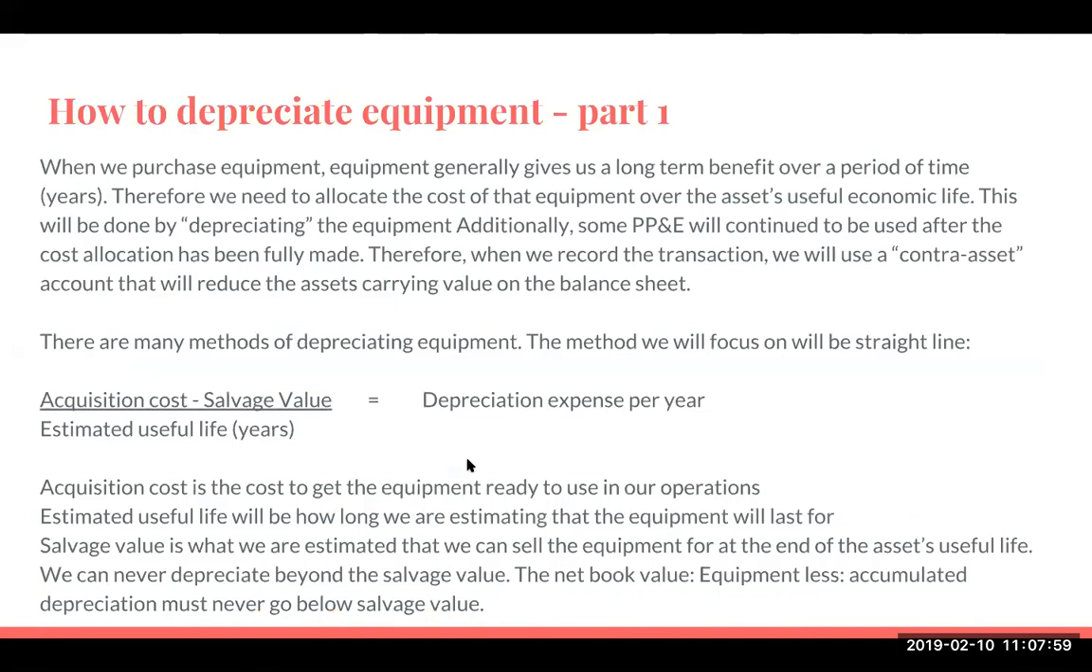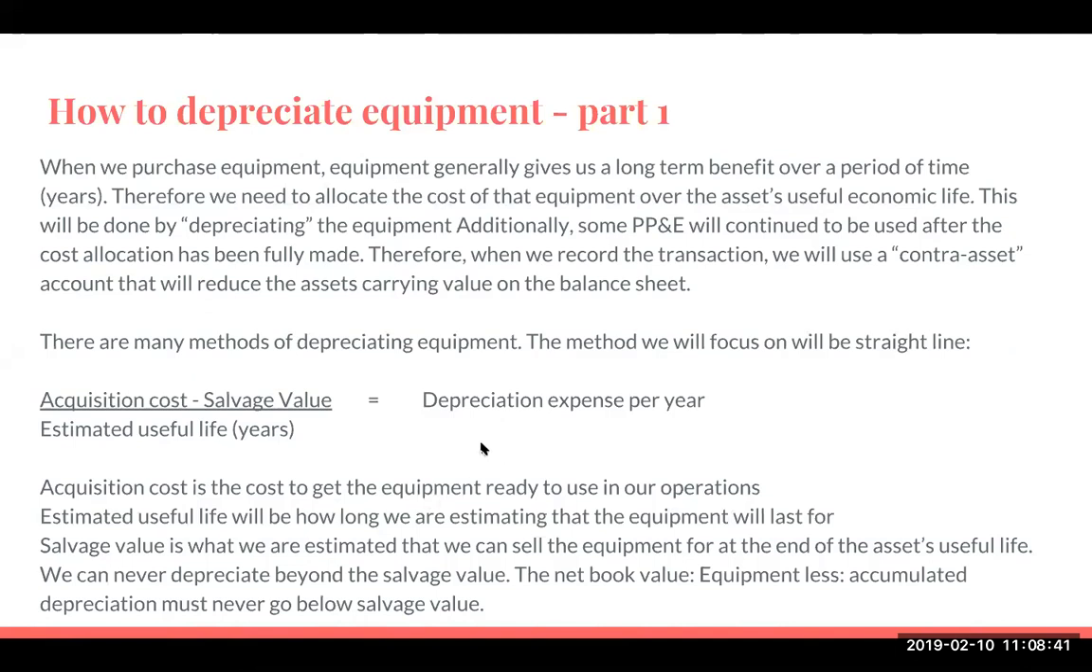How do we depreciate equipment? When we're purchasing equipment, it generally gives us a long-term benefit over a period of years. Therefore, we need to allocate the cost of that equipment over the asset's useful economic life. This is done by depreciating the equipment. Additionally, some property, plant, and equipment will continue to be used after the cost allocation has been fully made, that is, after they have been fully depreciated. Therefore, when we record the transaction, we use a contra asset account called accumulated depreciation that will reduce the asset's carrying value on the balance sheet.